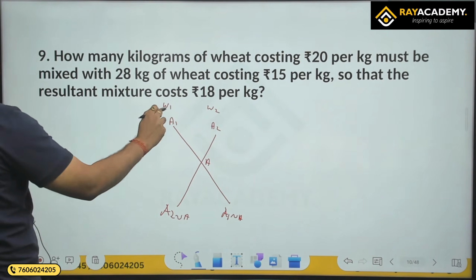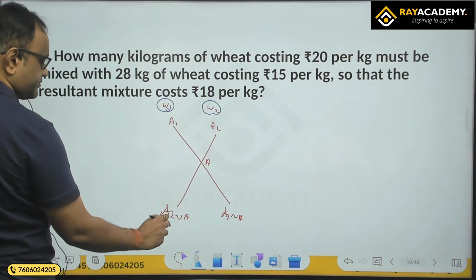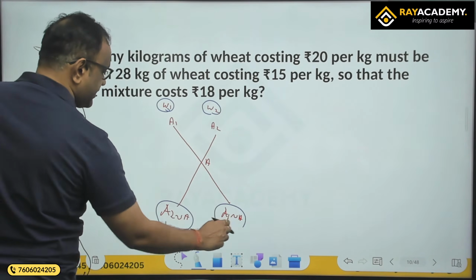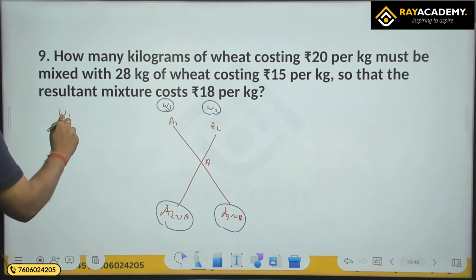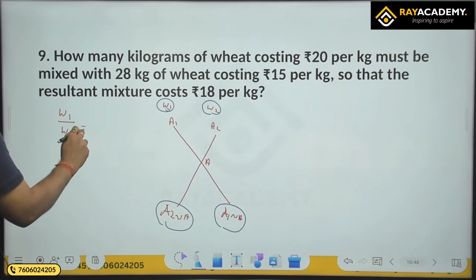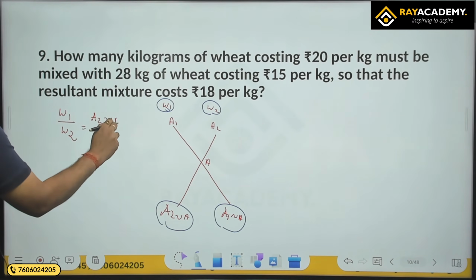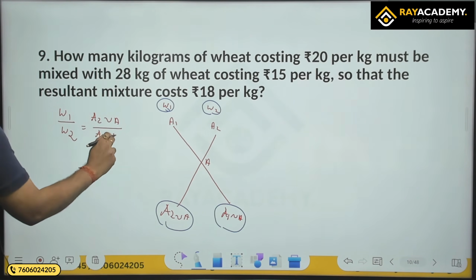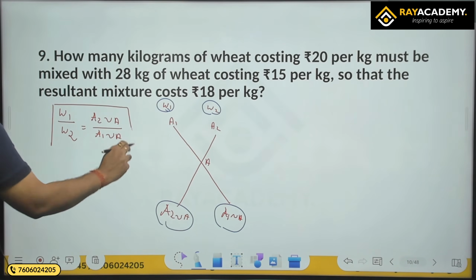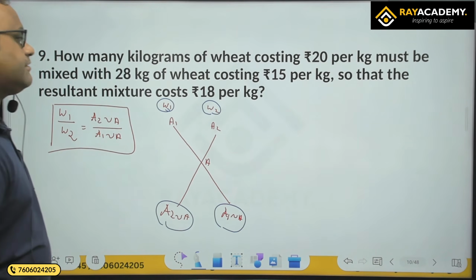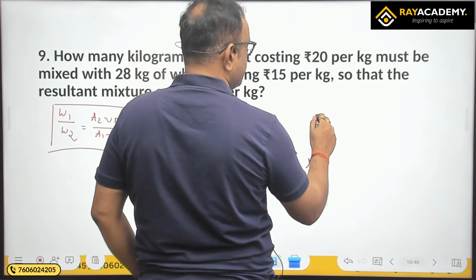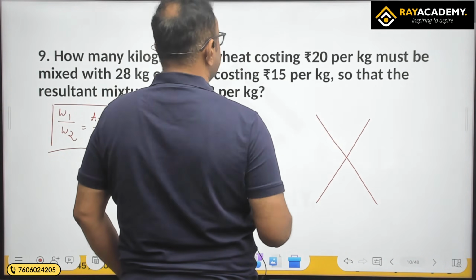What does the alligation method say? W1 divided by W2 should be equal to (A2 minus A) divided by (A1 minus A). W1 by W2 is (A2 minus A) divided by (A1 minus A). This is the alligation method. Now let us put the given data of this question.